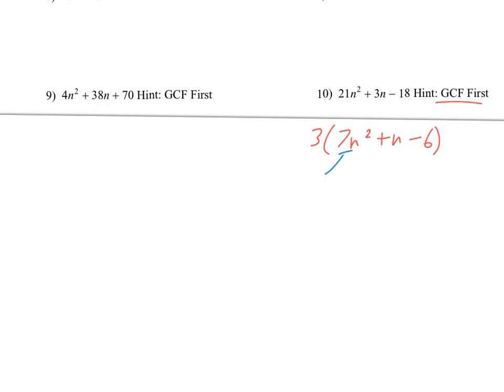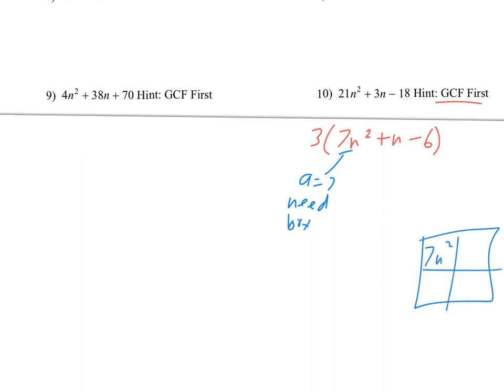And so I see here my a is 7, and so I'm going to need the box here. If I would have GCF'd and then I have a 1 there, then I don't need the box anymore. But since I still have the 7 there, I'm going to need the box for the 7n squared. And then I'm going to put negative 6 back here. And then I don't know what the other two are yet, but I know they need to add up to 1n. So I'm going to go ahead and do the x here. And this is my a, b, and c now.